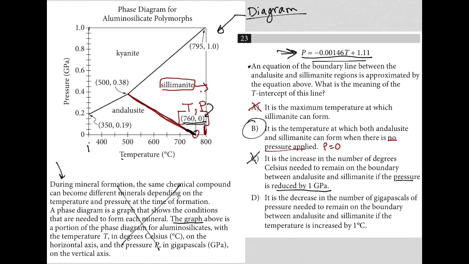Choice D, it is the decrease in the number of gigapascals. So it looks like D is just a reverse of C in some ways. So I don't like that either, right? B is a much better answer than both C and D. So I'm going to go with B for this question.